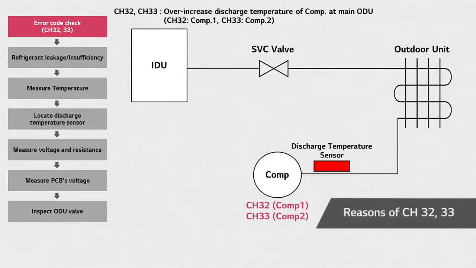These are CH32 and CH33 errors. These errors are caused by excessive discharge temperature of compressors 1 and 2, respectively, so their solutions are quite similar. The main reason for this rise in temperature to occur is lack of refrigerant or leakage. As the amount of refrigerant goes down, it will take more heat. Also, damage in the discharge temperature sensor or damage in the EEV can give place to these errors.